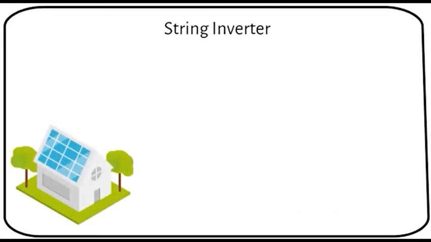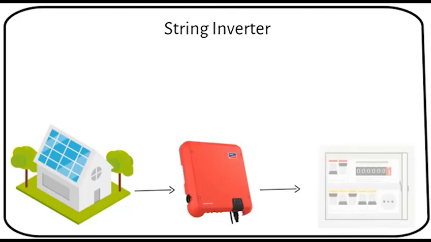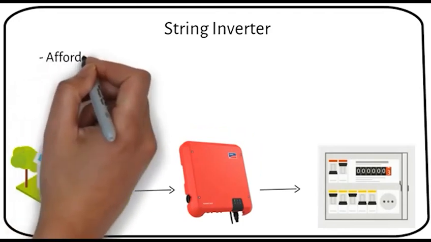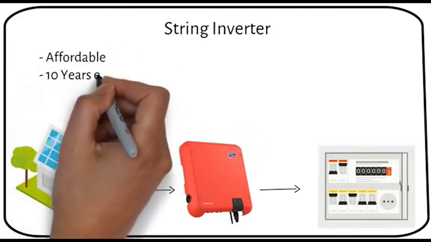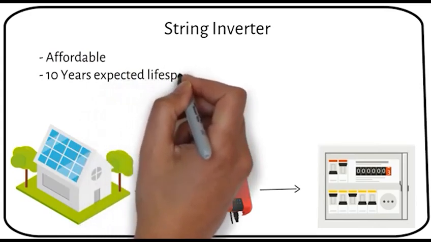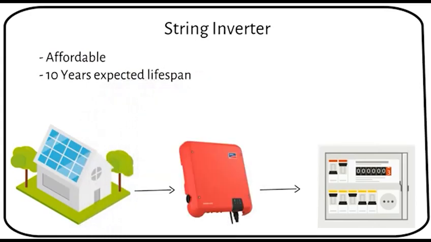A string inverter links solar panels together in a line or a string and transforms their power into AC, which we can use in our homes or send back to the grid. This kind of inverter is common in homes because it's affordable and straightforward. Its expected lifespan is about 10 years, making it a good choice for grid-tied solar power.